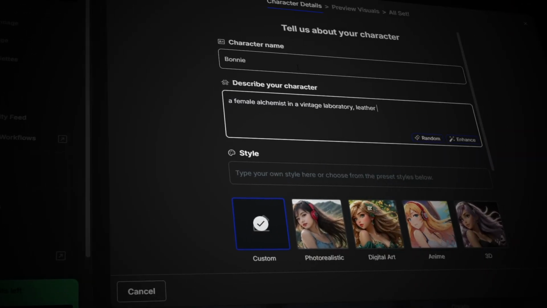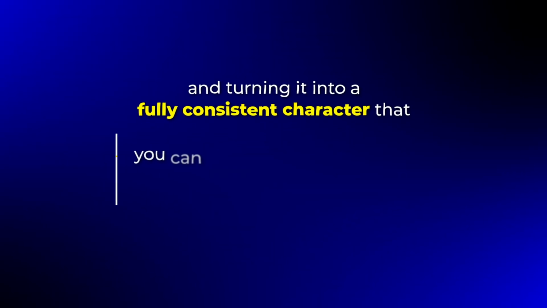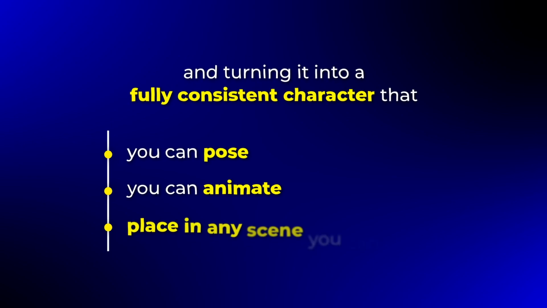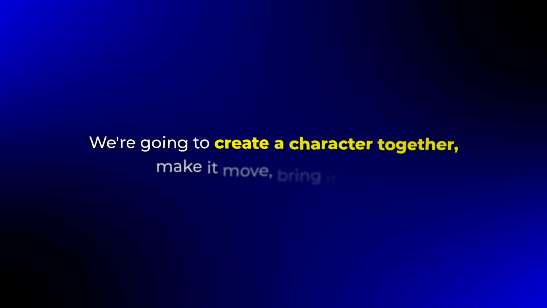OpenArt has literally revolutionized how we create and work with AI characters. I'm talking about taking one single image and turning it into a fully consistent character that you can pose, animate, and place in any scene you can imagine. In this video, I'm going to show you exactly how to do this step by step. We're going to create a character together, make it move, bring it to life, and I'll even show you some tricks that most people don't know about.